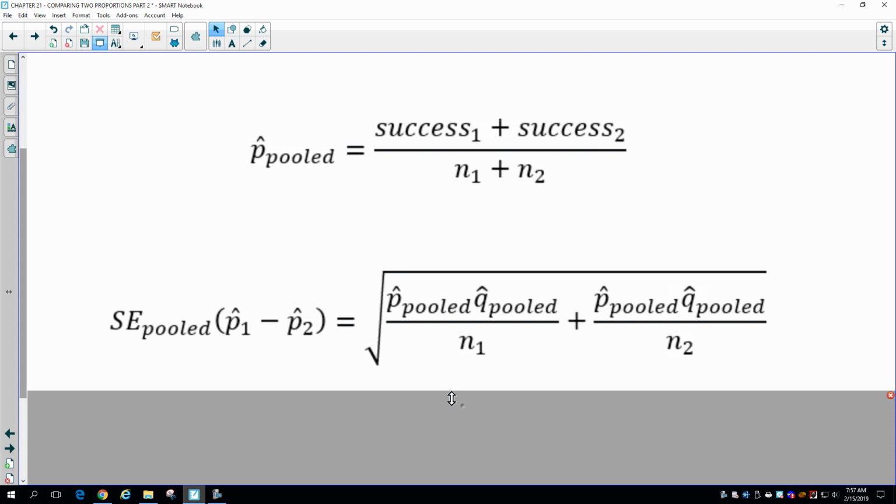When we calculate our standard error, we use the p hat pooled value, and we find a q hat pooled value just by subtracting p hat pooled from 1. In our calculation, we use both of those numbers twice. The numerator of each of these fractions is p hat pooled times q hat pooled, the same value, and then we divide one by the sample size for the first group and one by the sample size for the second. That gives us the standard error for the difference in our two proportions.